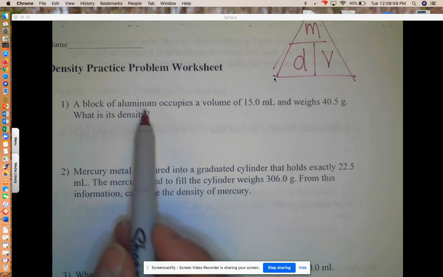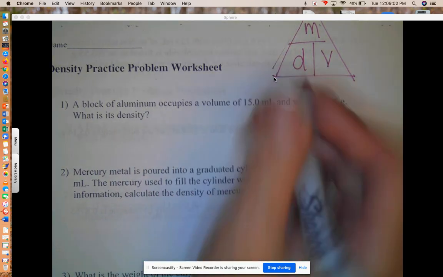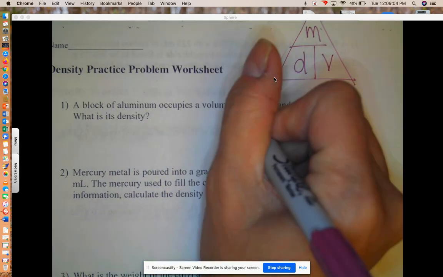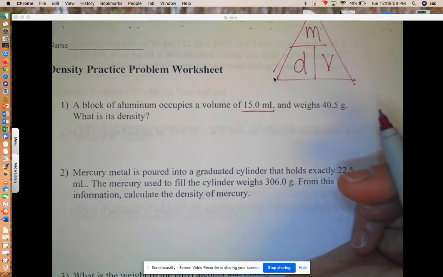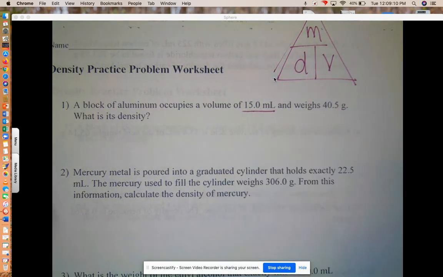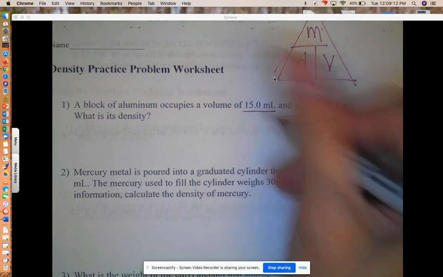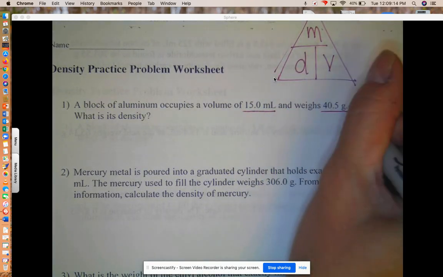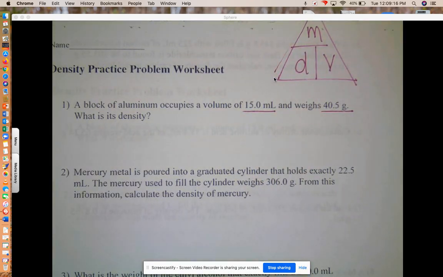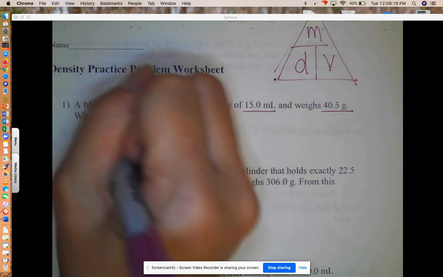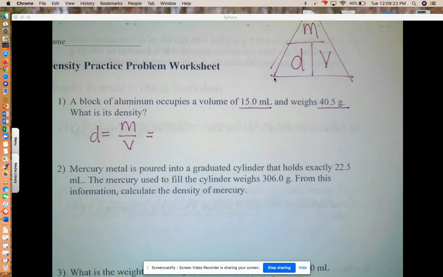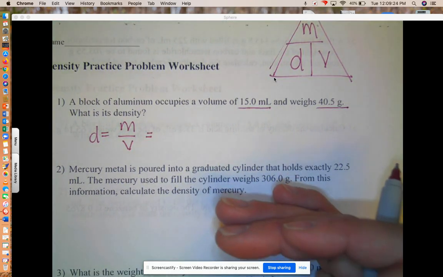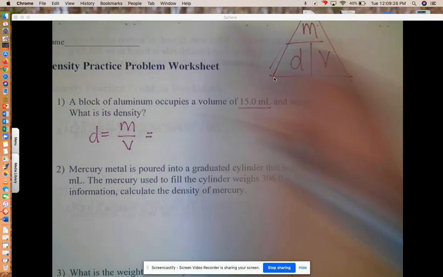A block of aluminum occupies a volume of... As I read through them, I'm just super OCD about making sure I get the right numbers plugged in the right spot. So I underline my number and unit. Volume of 15 milliliters, and it weighs 40.5 grams. So my formula is going to be mass over volume. When you are plugging in your numbers, you want to include your units.